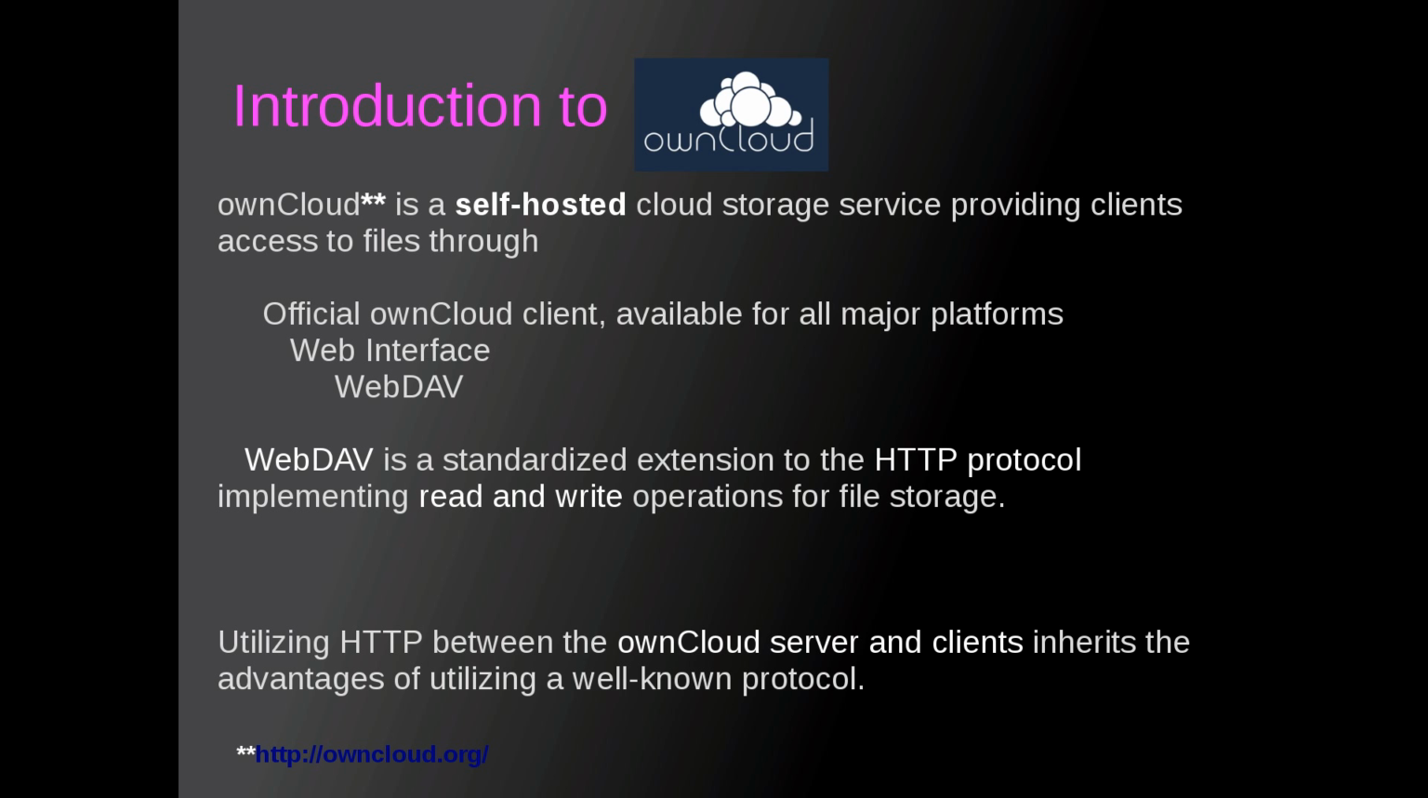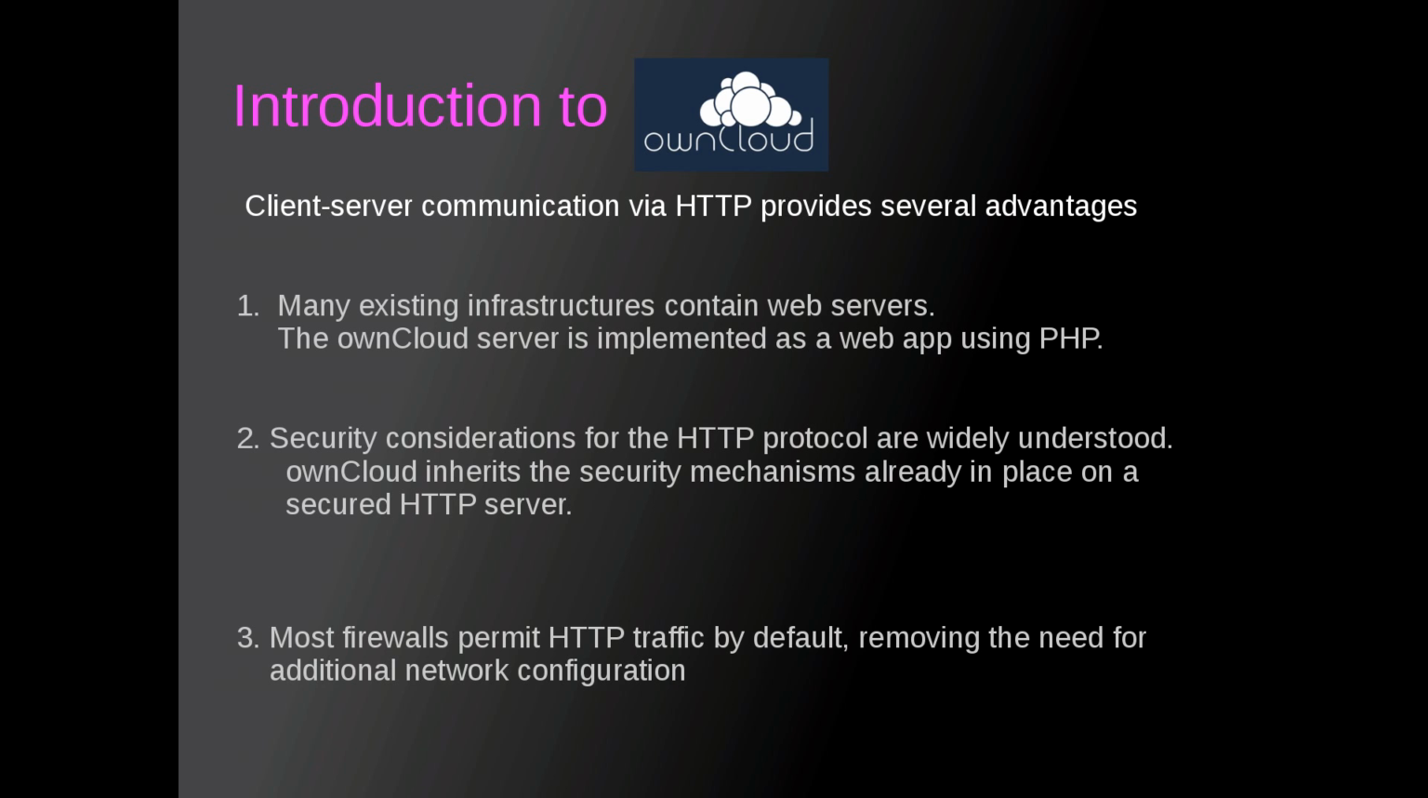Utilizing HTTP between the ownCloud server and clients inherits all the advantages of utilizing a well-known protocol. These advantages include, for example, first: many existing infrastructures contain web servers already, and since the ownCloud server is implemented as a web app using PHP, the ownCloud server can utilize the web servers which are already deployed within infrastructures.